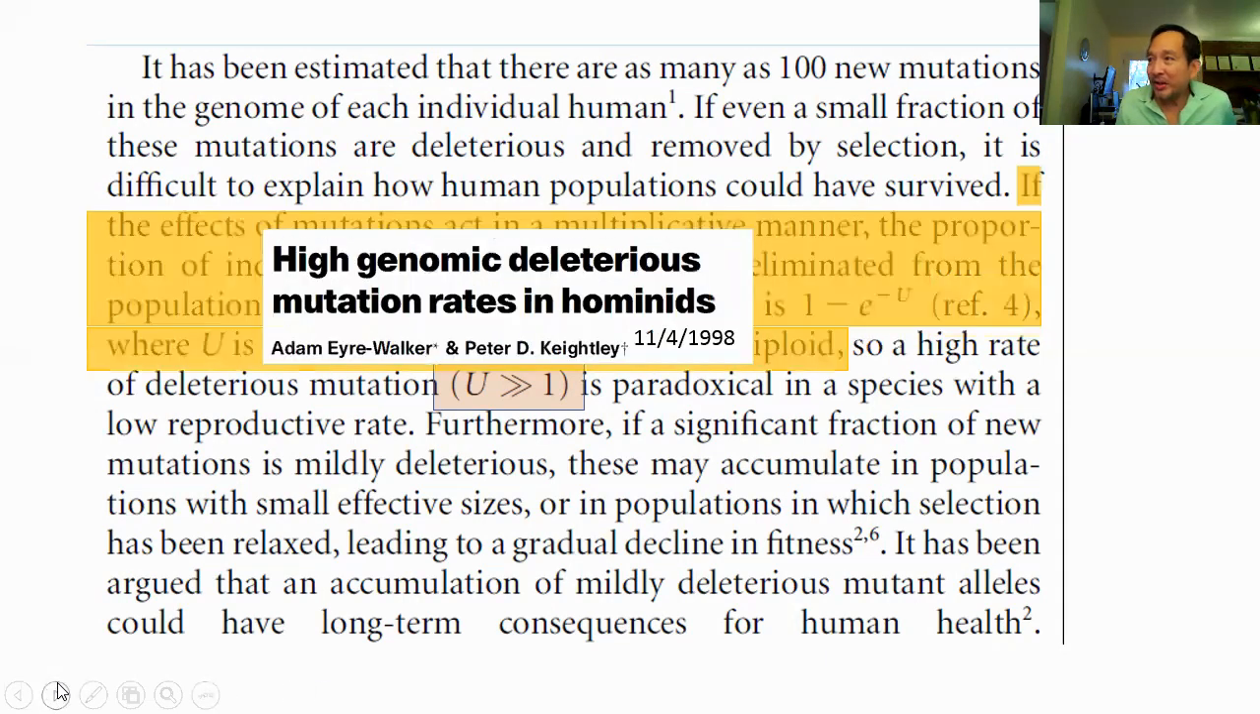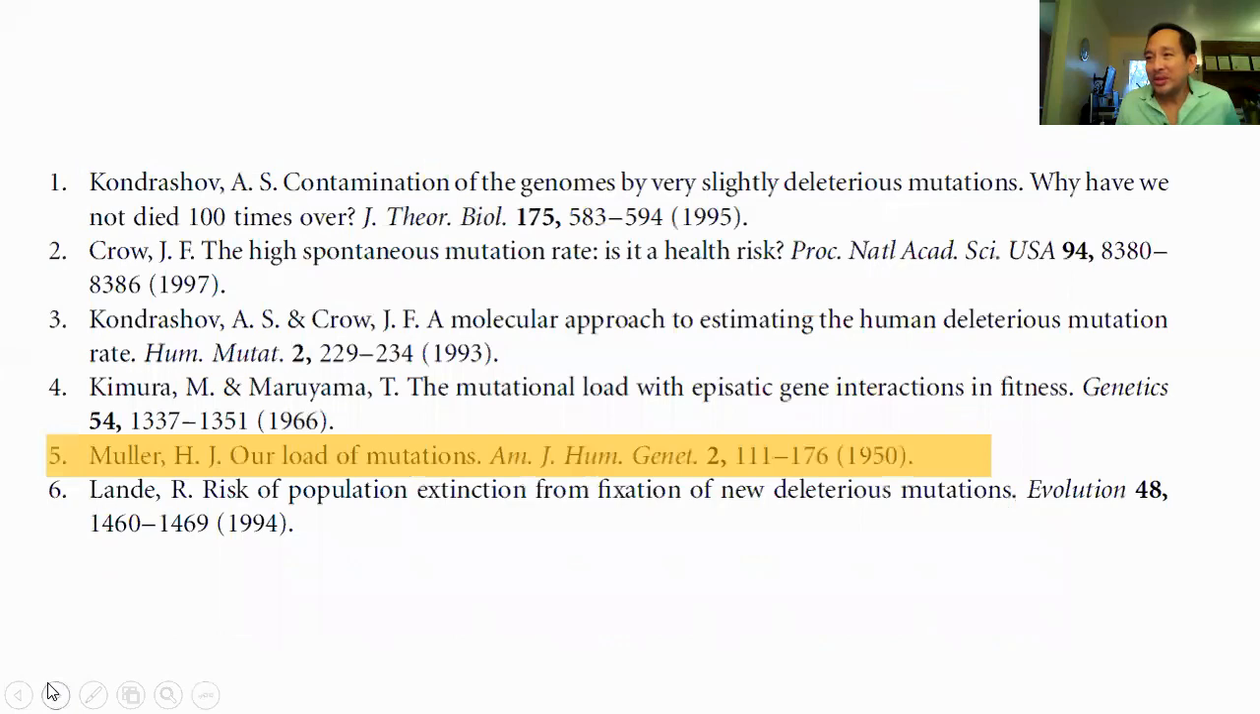So let me see if I have, yes, that's the citation: High genomic deleterious mutation rates in hominids, 1998. And this problem has not gone away. It's gotten worse, and that's why Dan Graur is very upset. So this debate is continuing, and I'm just laying out the debate.